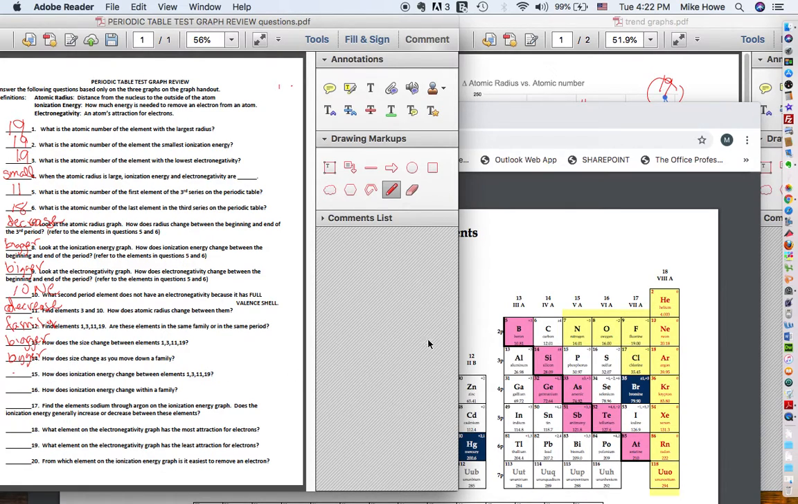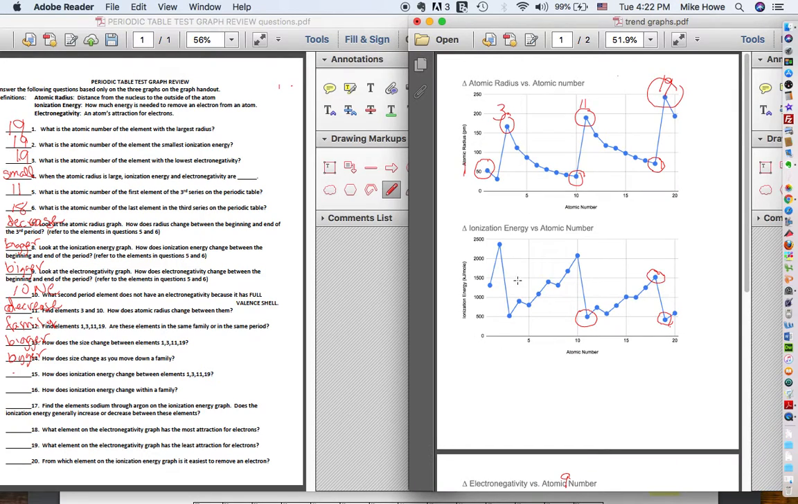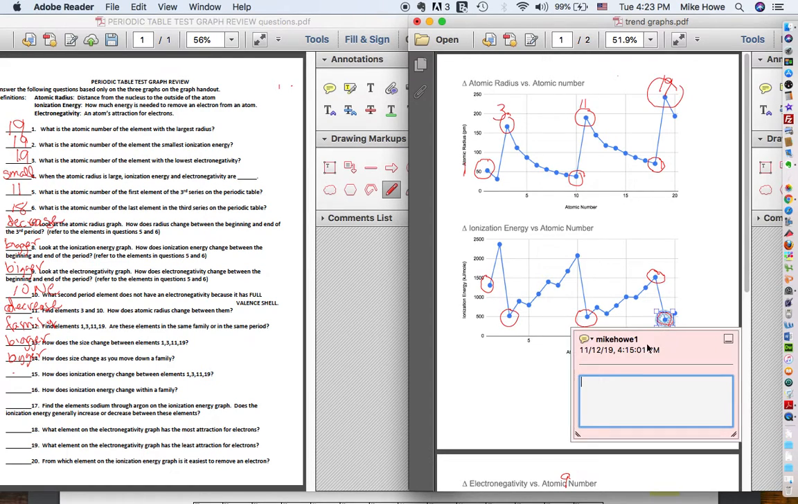How does the ionization energy change? Let's go back over here, down to the ionization energy graph. Here's element number 1, number 3, 11, and 19. So let's mark it. So this is 19, this is 11, that's 3, and that's 1. So how is the ionization energy changing? This one's hard to see, but it's a little bit lower than this one, and that one's lower still.